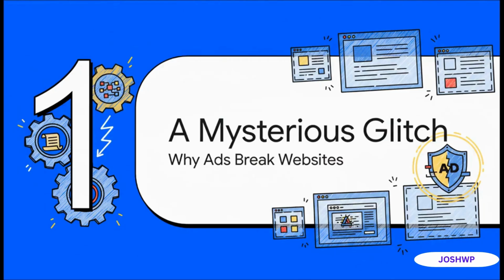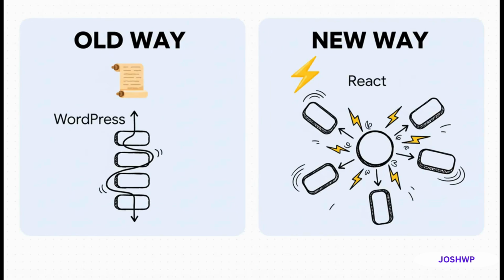So here's the thing. The root of this problem isn't a typo in your code. It's a fundamental clash between the old way ad scripts were designed to work and the new way that modern dynamic websites are actually built. Think about the old days, like a classic WordPress site. The page loads in a very predictable line, from top to bottom. Scripts run one after another. But on a modern site built with something like React, everything is a component, and they all try to jump onto the page and load at pretty much the exact same time. And that's where the chaos starts.